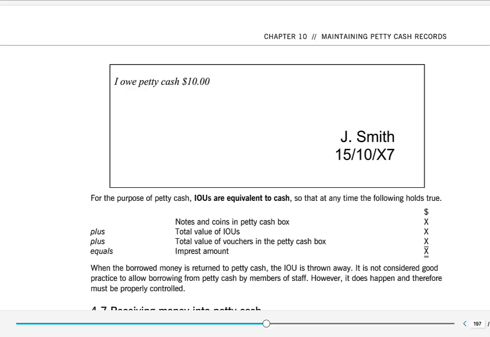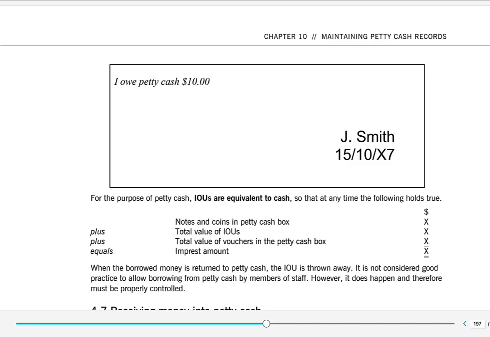If someone asks the petty cashier, can I borrow money and leave an IOU, the petty cashier should do this. First, politely refuse. Second, explain that petty cash is only for business expenses. Third, if the request is for a business purpose, ask for supervisor authorization and prepare a proper voucher. This protects the petty cashier. It also protects the business.